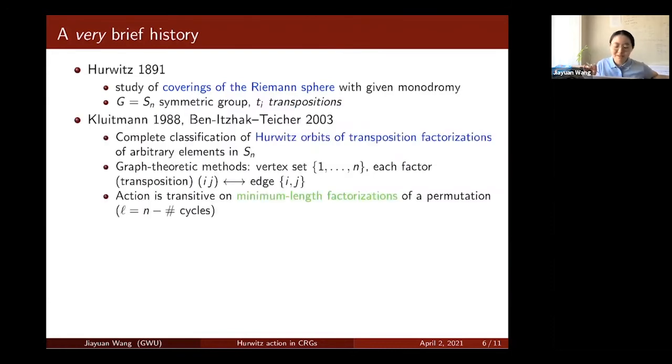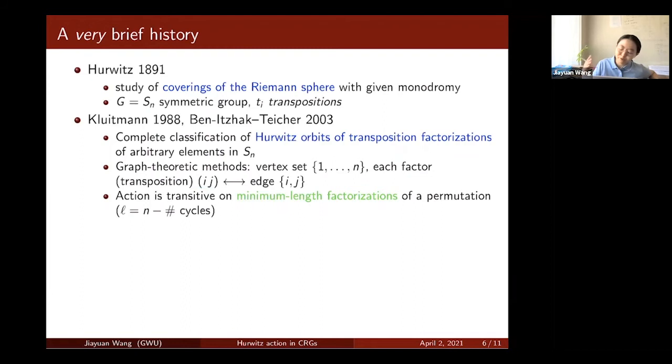And then Kluitmann, Benezak, and Teicher gave a complete classification of the Hurwitz orbit of the transposition factorization of any arbitrary element in the symmetric group. They use this graph-theoretic approach. Instead of looking at a factorization, we can look at a graph with the vertex set 1 through n, and each edge connecting vertex i to vertex j corresponds to a factor, the transposition ij, in the factorization. And they show that the action is transitive on minimum length factorizations of a permutation.